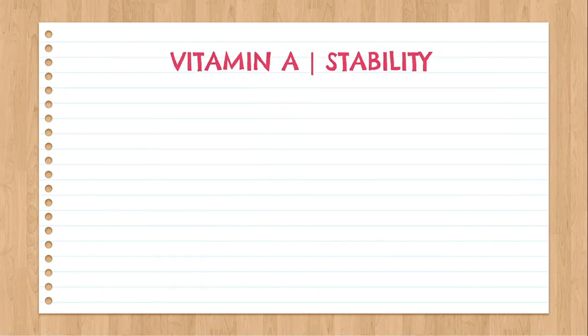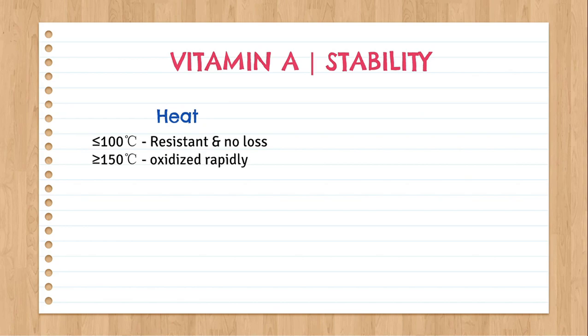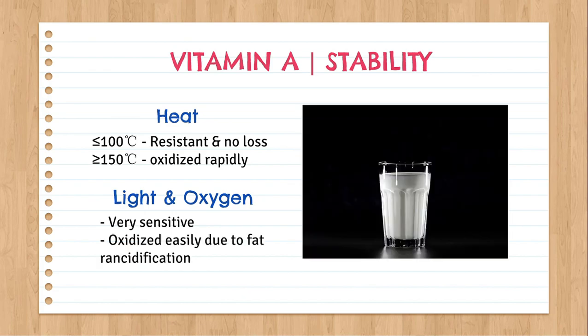Next, stability of vitamin A. Vitamin A is resistant to temperature at and below 100 degrees Celsius. However, temperature exceeding 150 degrees Celsius causes vitamin A to be oxidized rapidly. Since vitamin A is fat-soluble, it is very sensitive to light and oxygen. Thus, it is oxidized easily in the presence of light and oxygen due to fat rancidification.